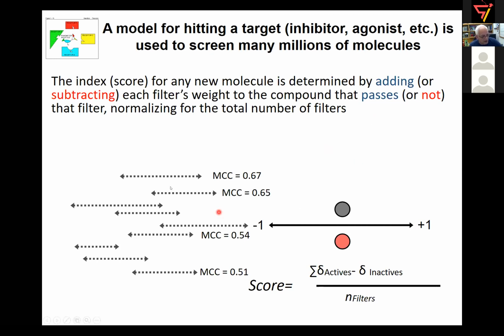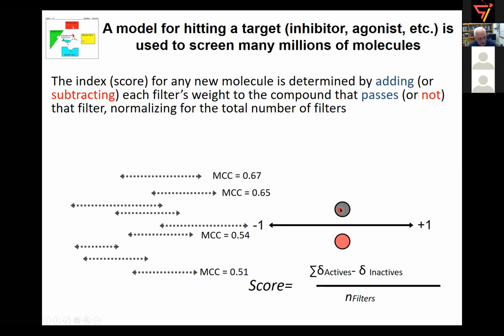And the way that we do it is each molecule with its properties has to pass through the filters of the model. I represented here just a few filters. So the MCC of the best filter is 0.67, the next one is 0.65, and so forth. All molecules will be scored by their ability to pass the filters or not pass the filters. The weight that they will get is from the filters that they pass. They will accumulate the numbers of the MCC from the filters that they pass, and they will lose the numbers if they do not pass.